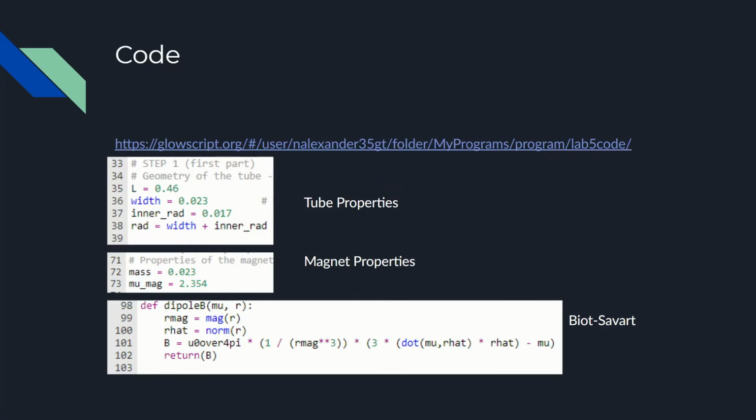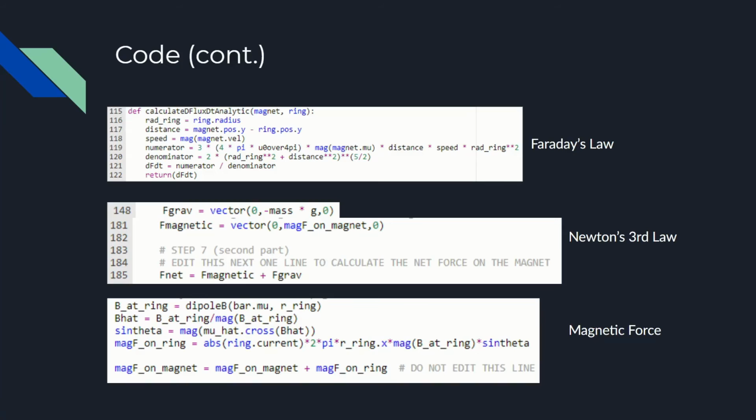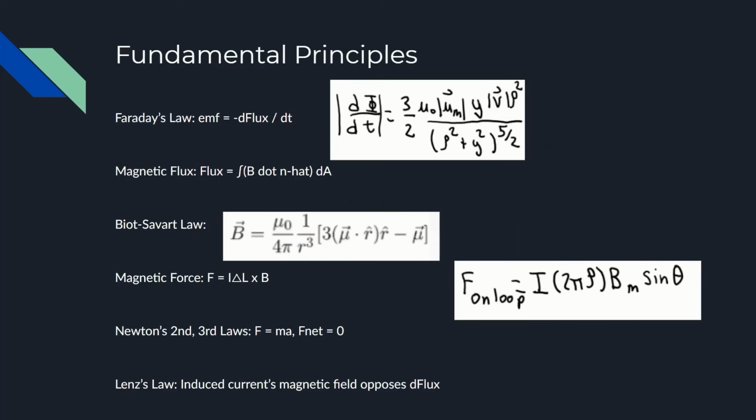Here you can see the link to my code, and the first part of adding to the code is the geometry of the tube. So there's the length, the width, and the inner radius of the tube, and then the properties of the magnet, so its mass and its magnetic moment. And then the Biot-Savart law is applied to calculate B for a dipole. We then use Faraday's law to be able to calculate d flux at a certain point. And the numerator and denominator both relate to the numerator and denominator in Faraday's law.